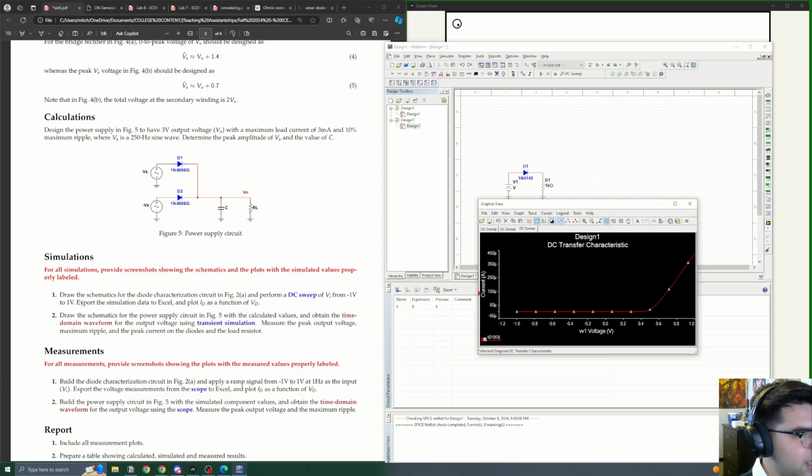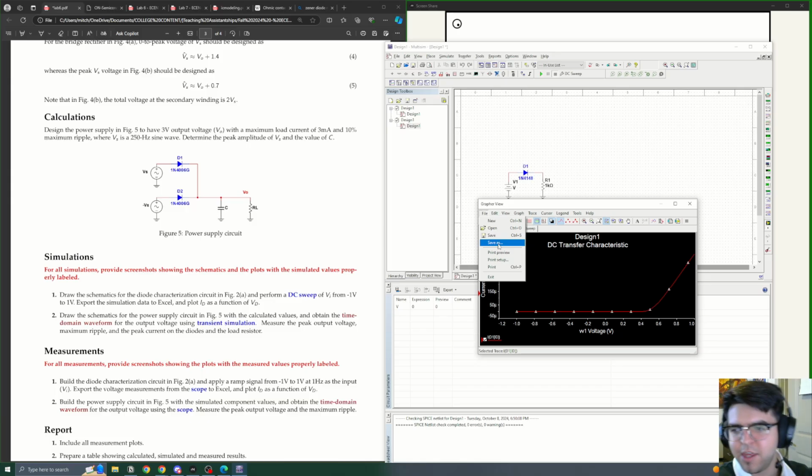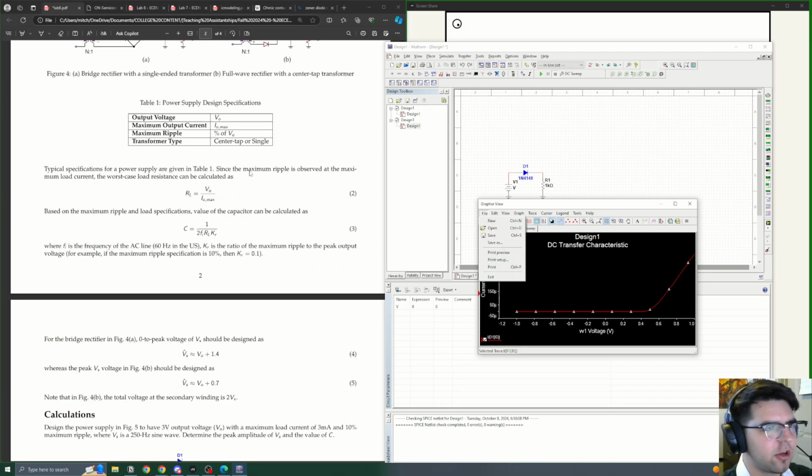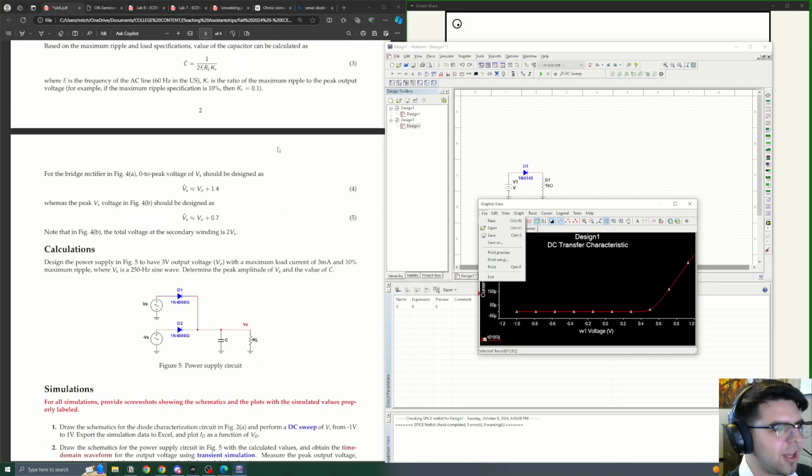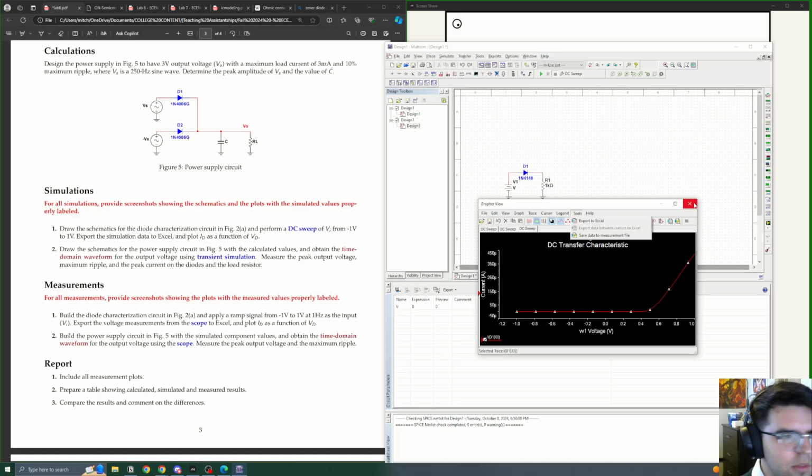Next, it does actually say to export the simulation data to Excel and plot it. Easiest way to do that is you can go to File and go to Save As, and then you can export it as a CSV file instead of a .gra, which is a graph file. So export it as a CSV and then go into Excel and produce your curve and then make it look all pretty, just like the one given here in the lab manual.